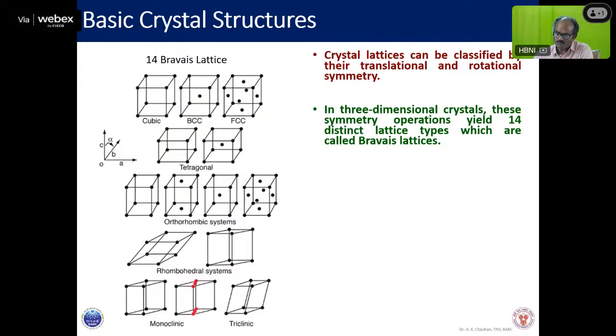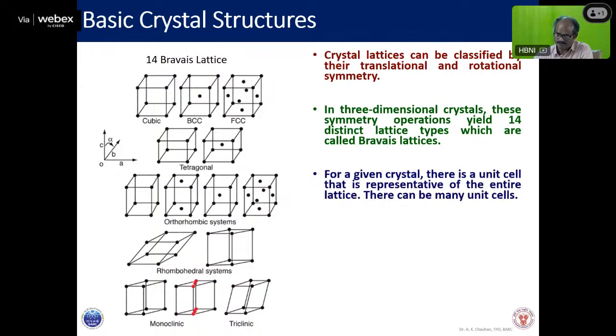So why are these formed? Because of the symmetry operations on a particular point. What are these symmetry operations? They are translational and rotational symmetries.